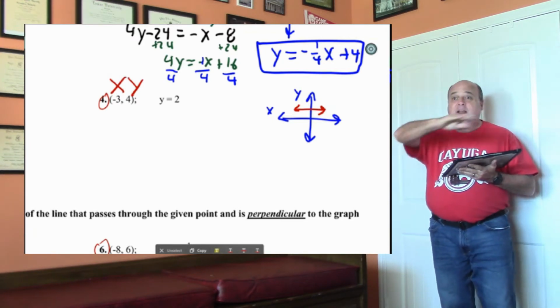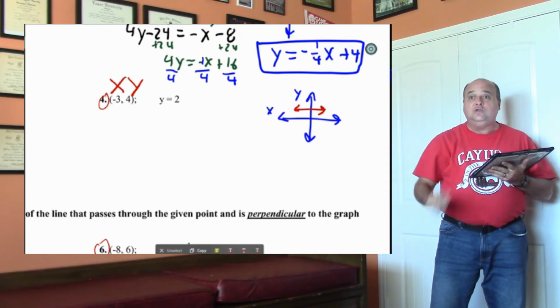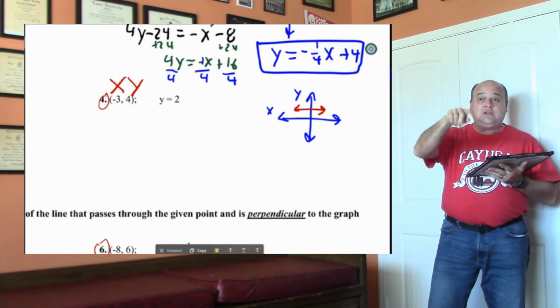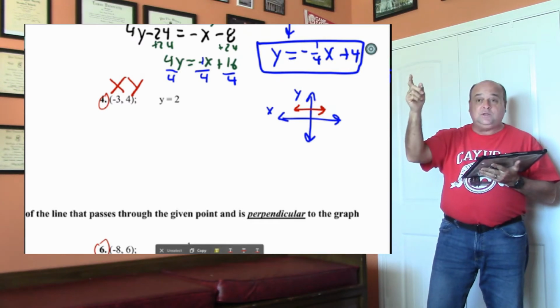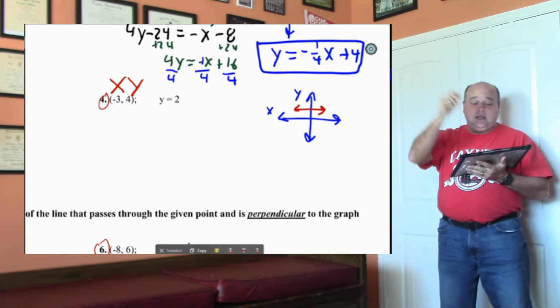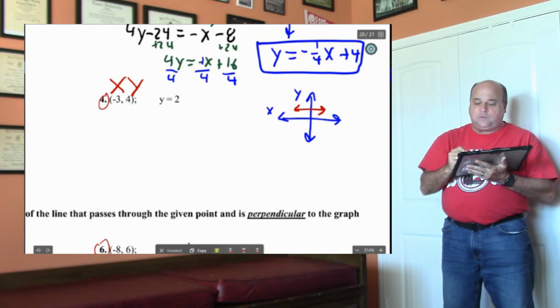Okay, if I want a flat line, I'm going to use a y equals. If I want a vertical line, I'm going to use the x equals. So my two answers can either be x equals -3 or y equals 4. This one's going to be y equals 4. To illustrate that, let's graph (-3, 4). So I'm going to go left 3 and then up 4, right? And I'm going to put a dot right here.